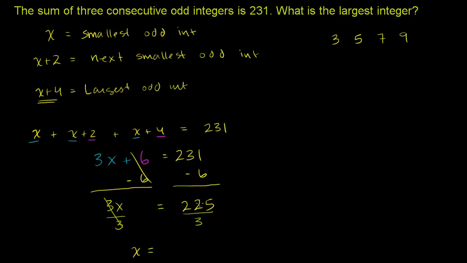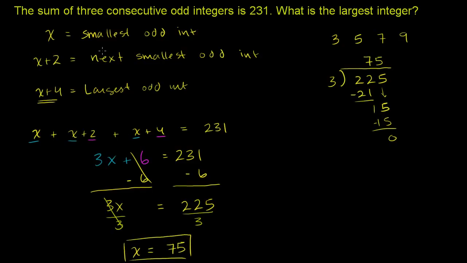Is being equal to 225 divided by 3. Let me do it over here. So 3 goes into 225. It goes into 22 7 times. 7 times 3 is 21. 22 minus 21 is 1. Bring down the 5. 3 goes into 15 5 times. 5 times 3 is 15. Subtract, no remainder. So 225 divided by 3 is 75. So the smallest of the odd integers is 75.